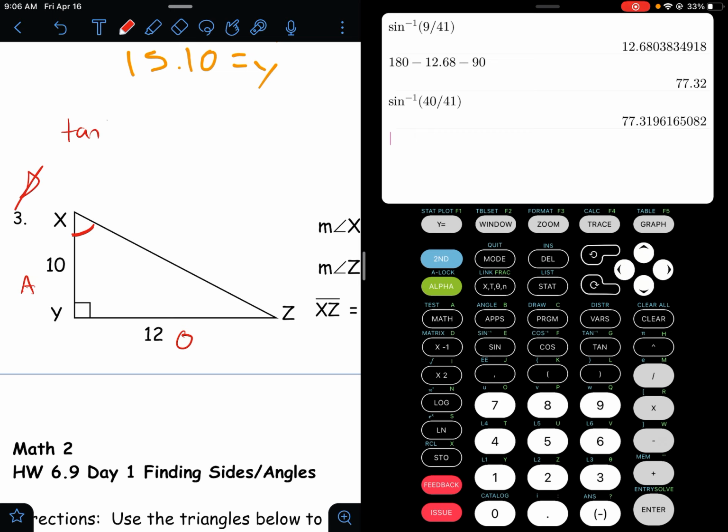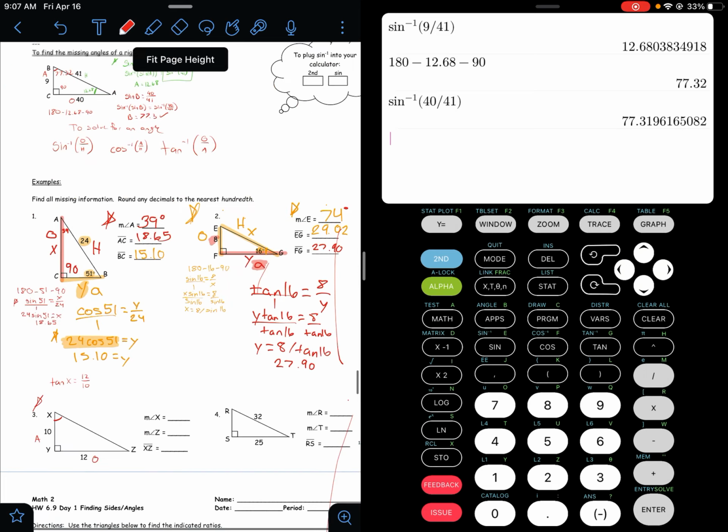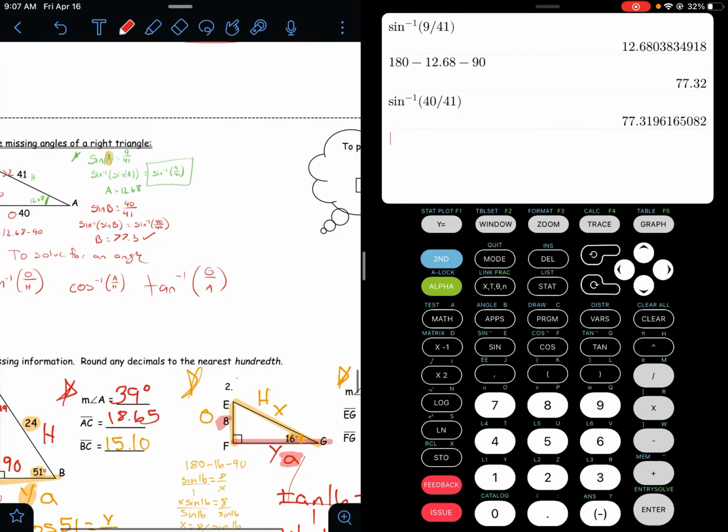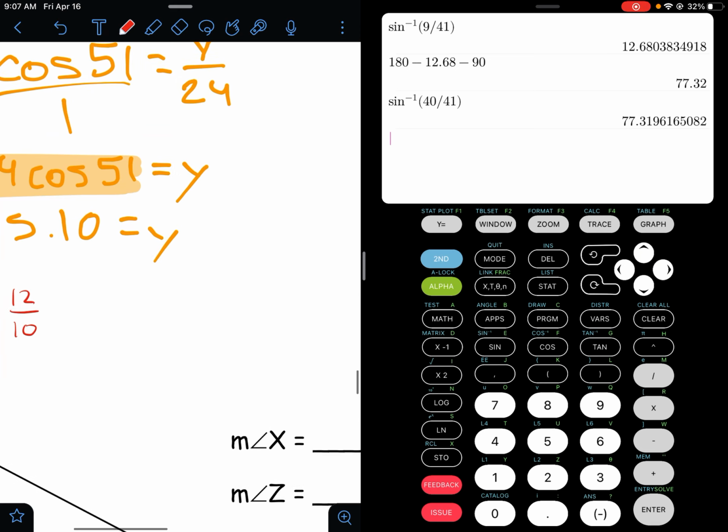Now, we're going to say tangent of x equals our opposite, which is 12, over our adjacent, which is 10. Now, like I said, when you're solving for the angle, you could go right into these formulas I put up here. So we actually could go right to this, tangent inverse of opposite over adjacent. Let's just do that.